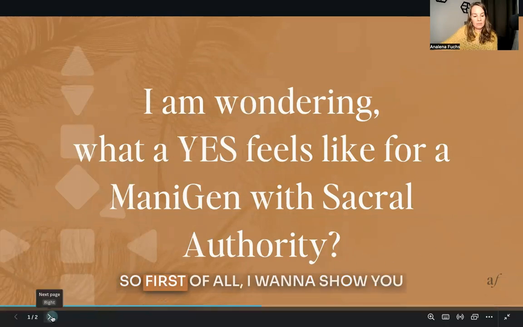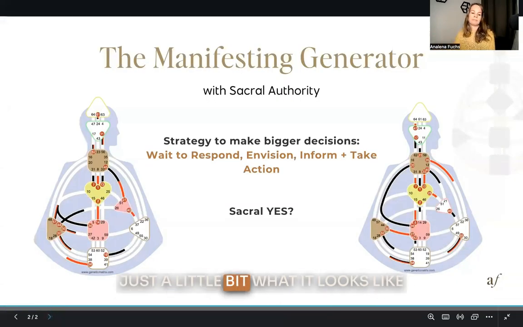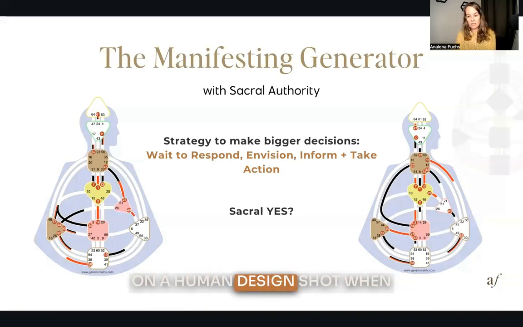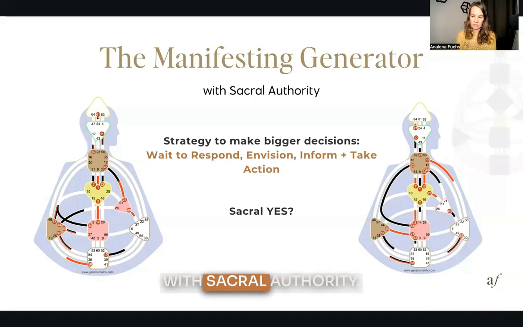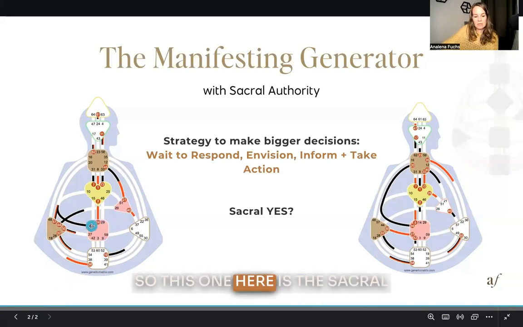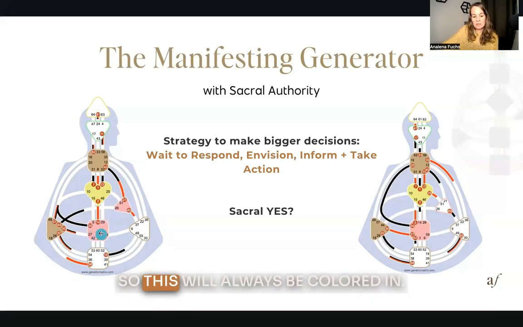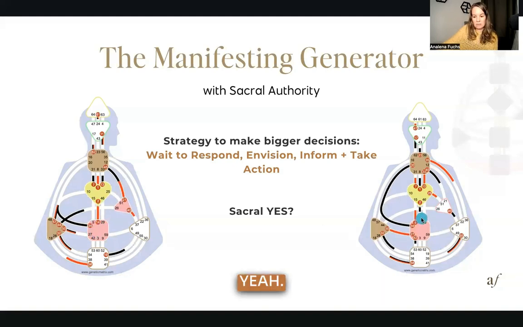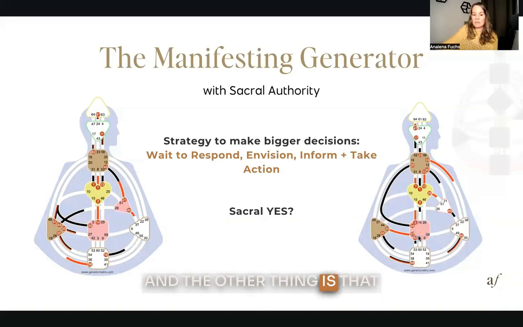So first of all, I want to show you just a little bit what it looks like on a human design chart when you are a manifesting generator with sacral authority. You will always have the sacral center defined. This one here is the sacral center or sacral chakra. This will always be colored in, yeah? And the other thing is that you will have a motor center connected to your throat. The sacral itself is actually a motor center. So in this chart, as an example, it is directly connected to the throat, right? This is why it's a manifesting generator.